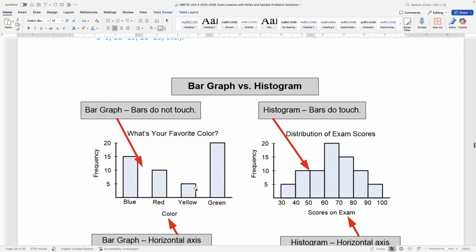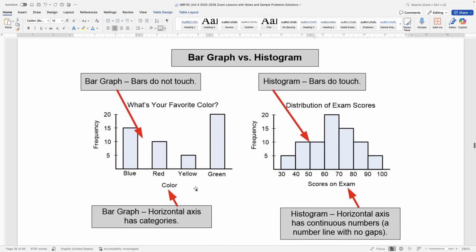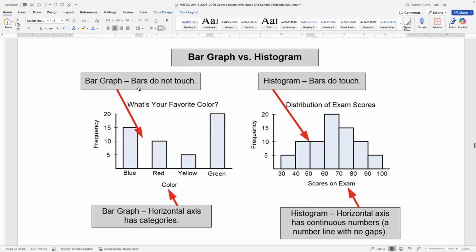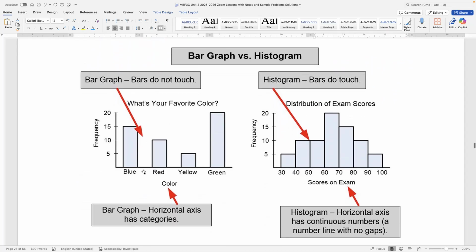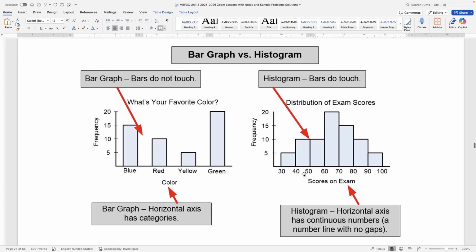So here's a neat little illustration that shows the difference between the two. Again, in a bar graph, bars do not touch. You can see there's a gap between the blue, red, yellow and the green. In a histogram, the bars do touch, you can see. So here we have 30, 40, 50, 60, 70, 80, 90, 100. Between 30 and 39 will be in this bar, in the 40s, in the 50s, in the 60s, in the 70s, in the 80s, in the 90s, and so on.